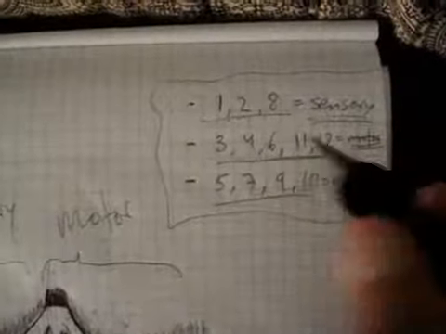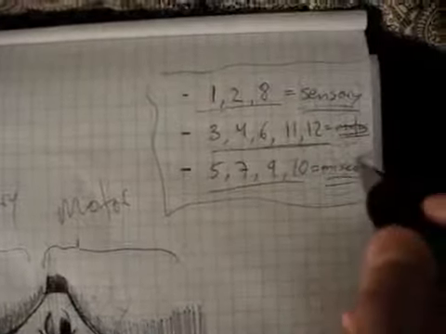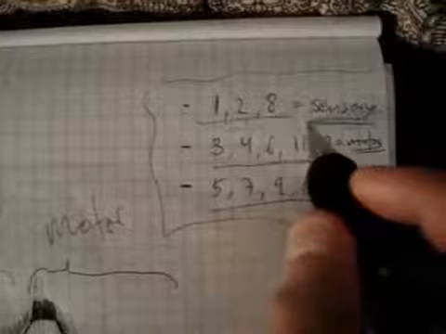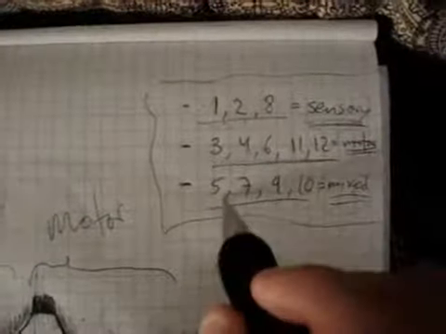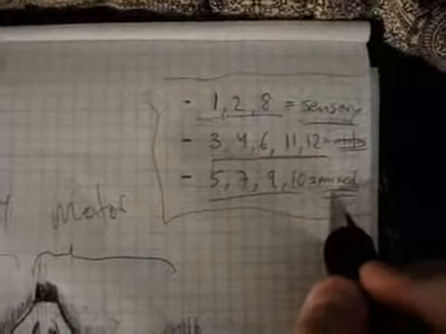So in general, the 12 cranial nerves can be grouped into 3 categories. One is pure sensory, one is pure motor, and the last one is mixed. Cranial nerves 1, 2, and 8 are pure sensory. Cranial nerves 3, 4, 6, 11 are pure motor. Cranial nerves 5, 7, 9, and 10 are mixed, have both sensory and motor components, okay?